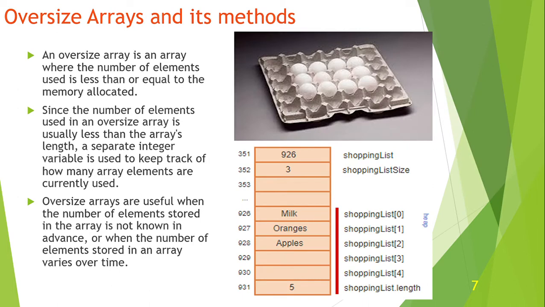So what are oversized arrays and what are its methods? An oversized array is an array where the number of elements used is less than or equal to the memory allocated. Since the number of elements used in an oversized array is usually less than the array's length, a separate integer variable is used to keep track of how many array elements are currently used. Oversized arrays are useful when the number of elements stored in the array is not known in advance, or when the number of elements stored in an array varies over time.